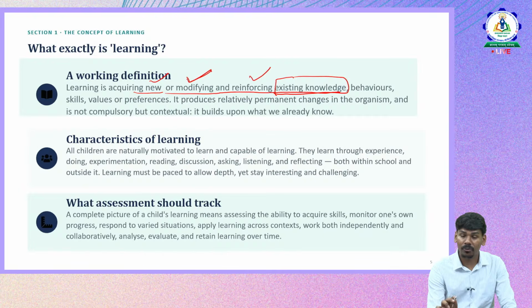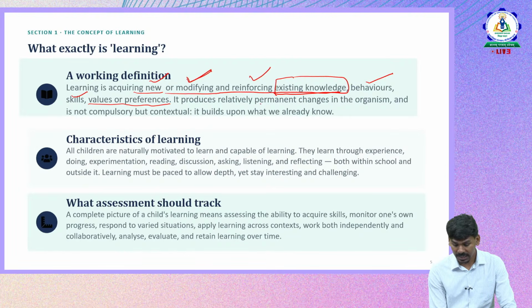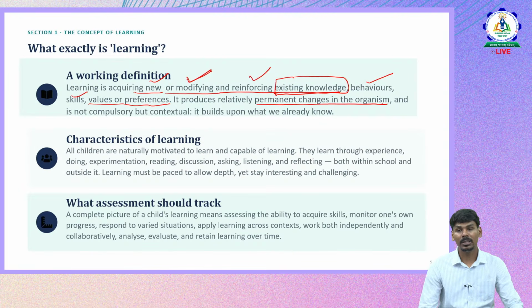It's not only reinforcing existing knowledge, it's also reinforcing behaviors, skills and value preferences. So when we look at the definition of learning, it's acquiring new or modifying and reinforcing existing knowledge, behaviors, skills, values, or preferences. This is learning. So it produces a relatively permanent change in the organism. Learning produces a permanent change.